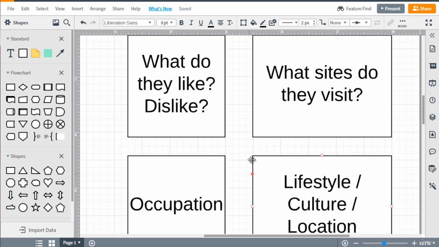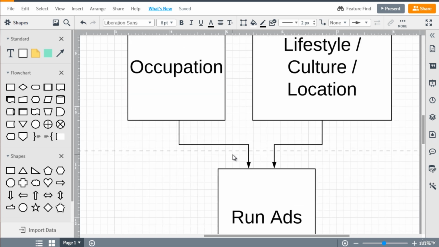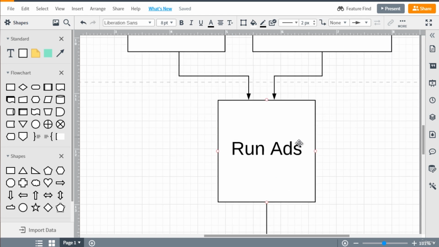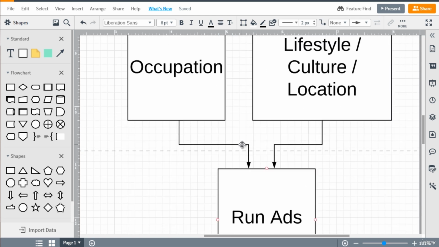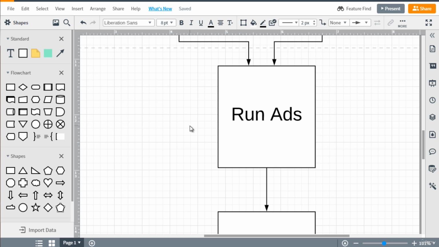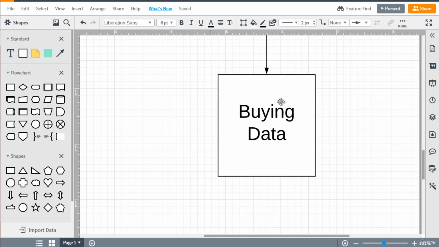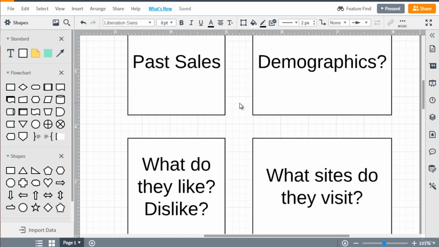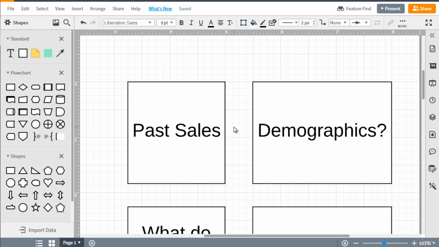So based on all this information, what you want to do is kind of get an idea, and then the process is you begin to run ads based on this information, and then based on the ads and the data that Facebook gives you, you buy data, and the data tells you exactly what that person looks like. And that's something that you can't really do with search engine optimization or other types of traffic. And that's the beauty of Facebook ads.